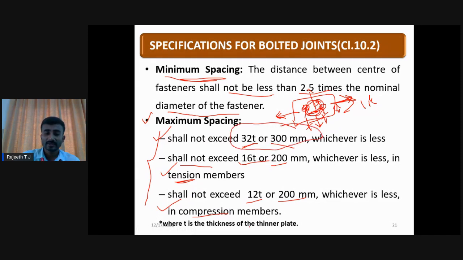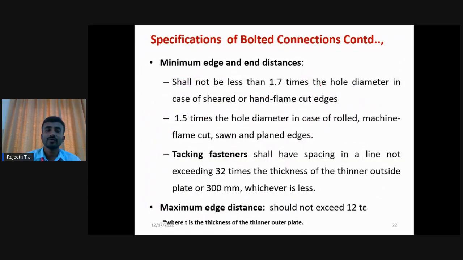Here T is the thickness of the thinner plate. Why do we need to provide 2.5 times for pitch? While tightening the bolt, we should not come across the adjacent bolt and disturb the process of tightening. That's why we provide 2.5 times. And to avoid stress concentration between the bolts also, we should provide a minimum gap of 2.5 times the diameter.